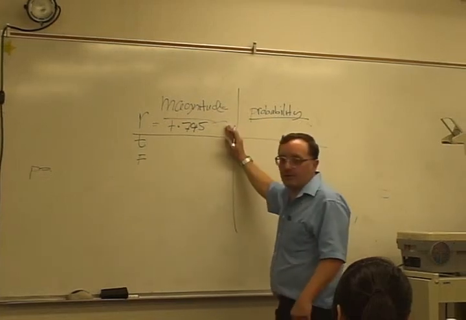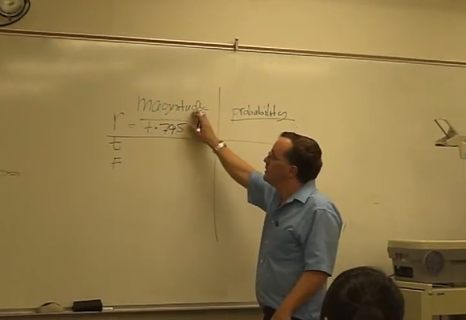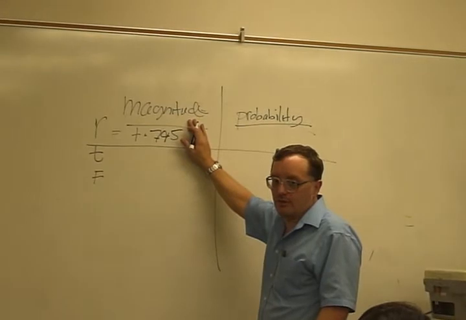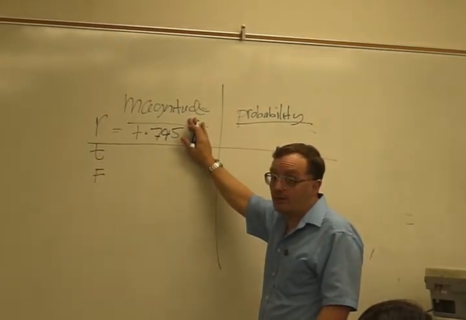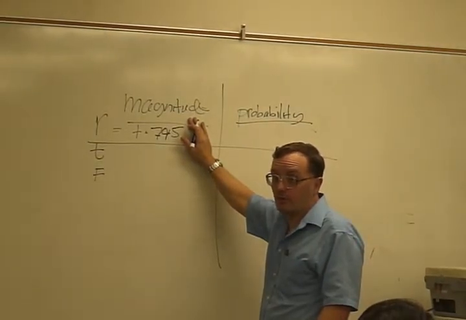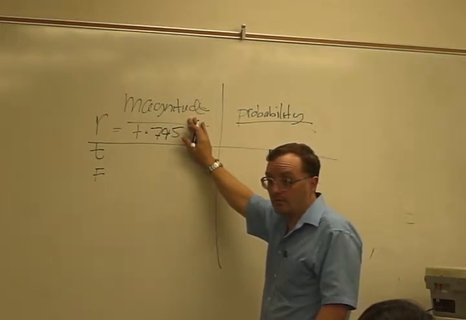You have to keep these things separate when you look at the output. This refers to the magnitude, in this case, because it's correlation, it's the magnitude of the relationship between the two variables that you tested. And we decided that was strong positive, didn't we?